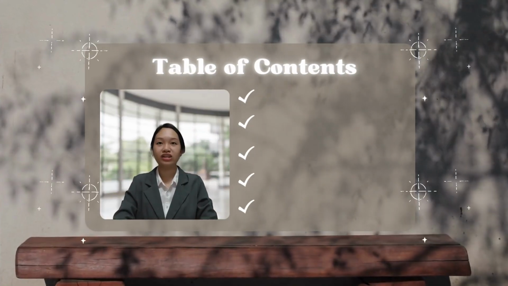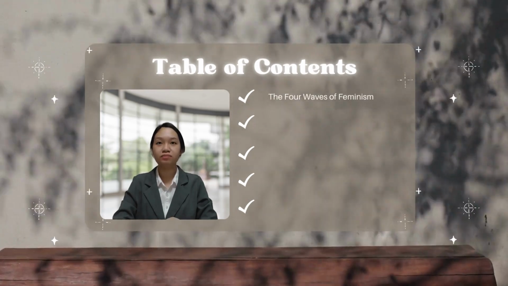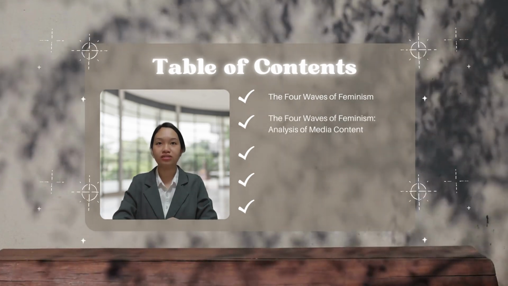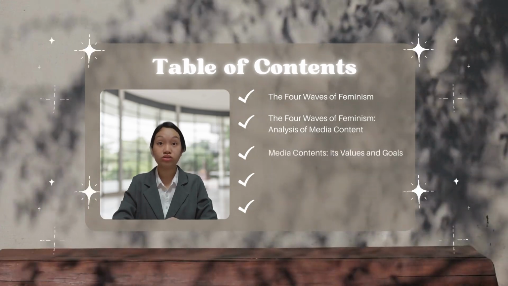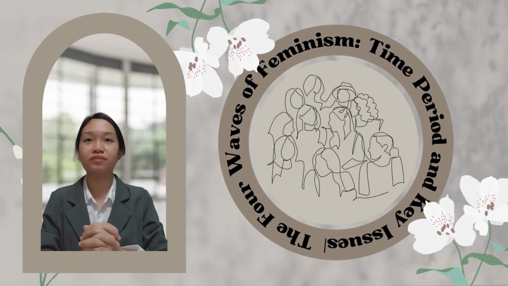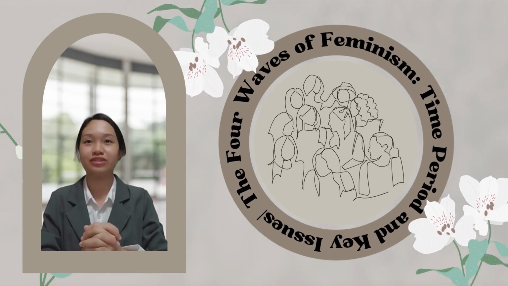Here's the table of contents. First, we're going to discuss the four waves of feminism, followed by an analysis of media contents, its values and goals, conclusion, and the references. And now I introduce you to the four waves of feminism, its time periods, and key issues.